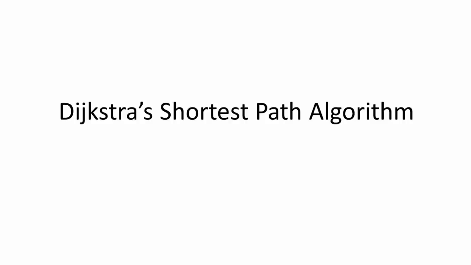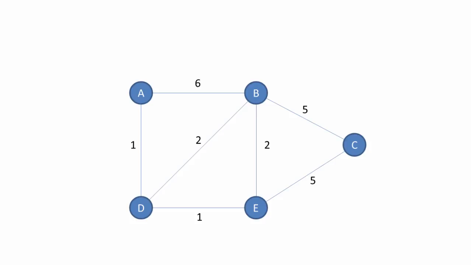Dijkstra's shortest path algorithm was invented by the late great Edgar Dijkstra, a famous Dutch computer scientist. The objective of the algorithm is to find the shortest path between any two vertices in a graph. In fact, Dijkstra's algorithm will find the shortest path from a given starting vertex to every other vertex in the graph. Consider this simple graph.